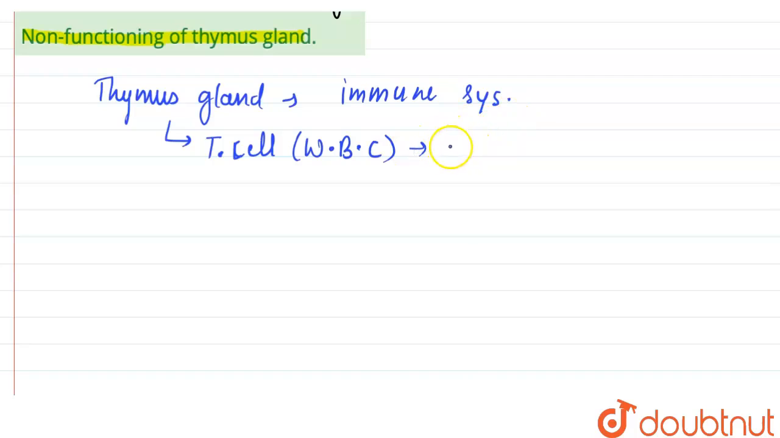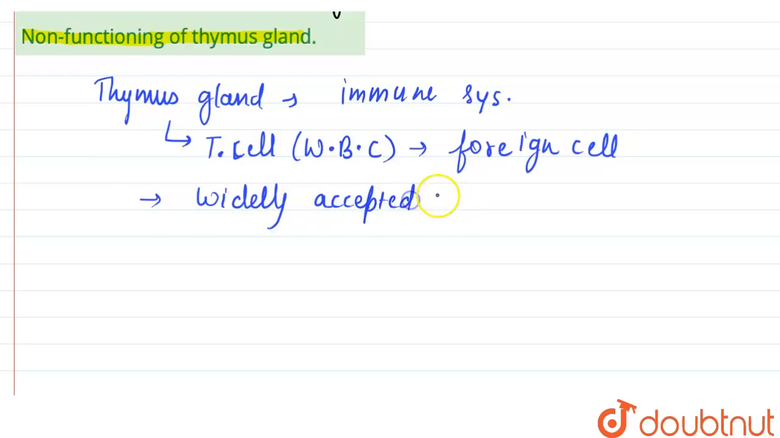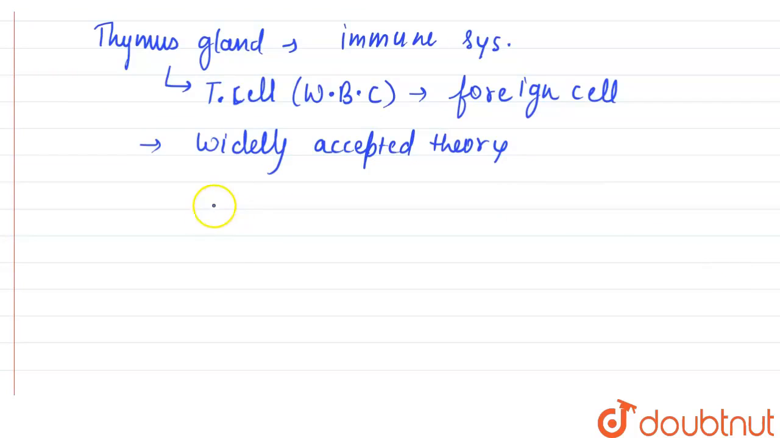They fight with foreign cells, right? This is the widely accepted theory for aging. The immune system, as we know, is programmed to decline over time, right? And it is the main cause of aging. Okay, it's also the main cause of aging.